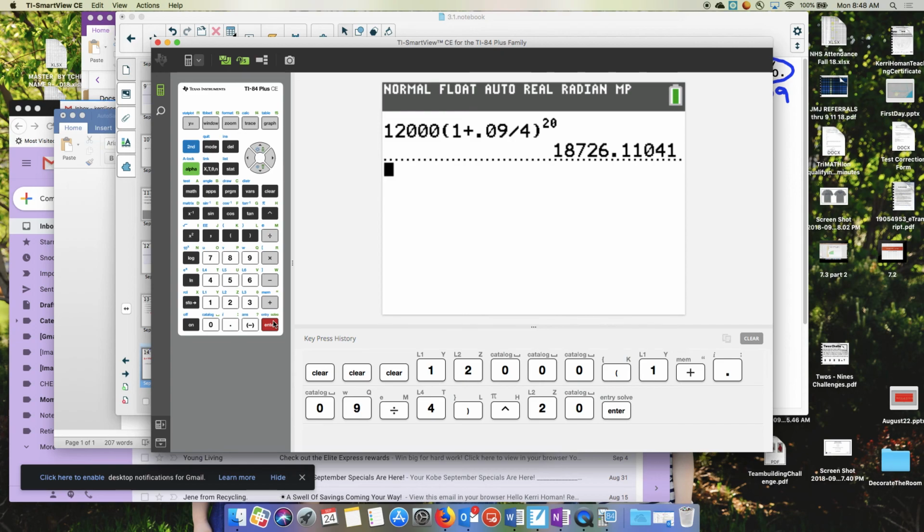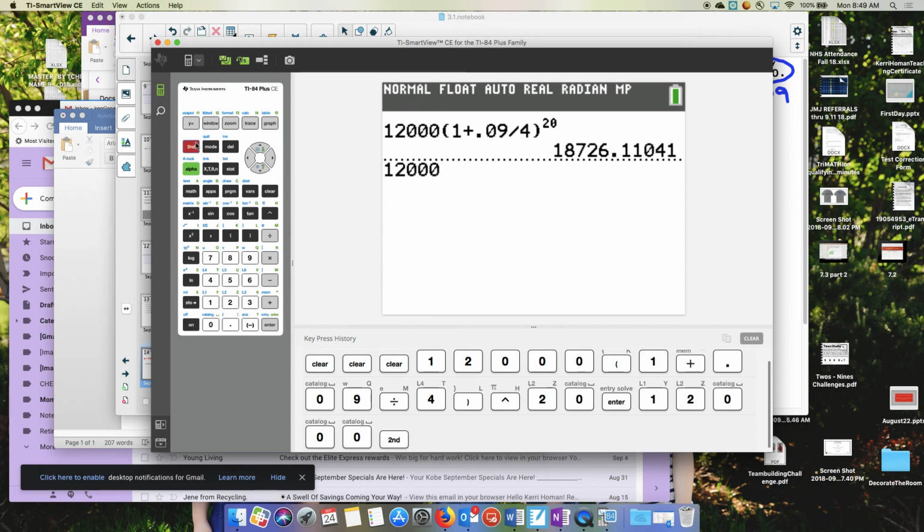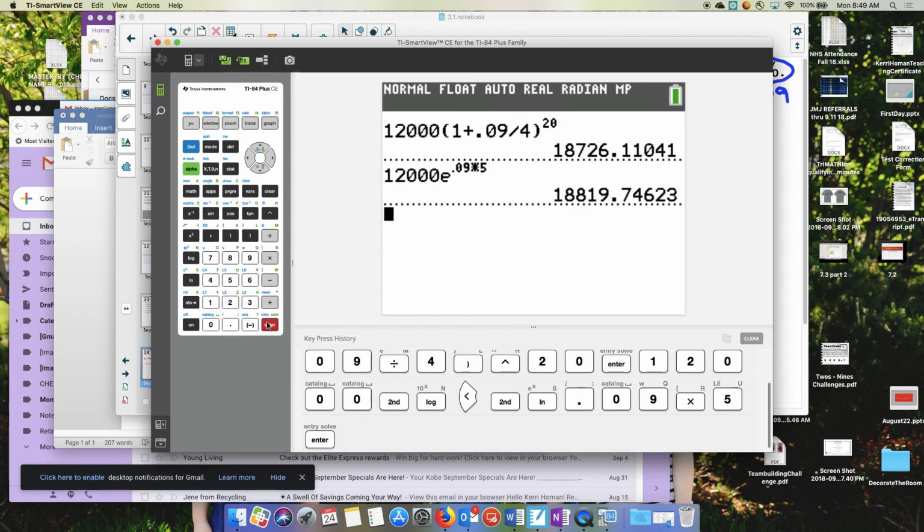So we have $18,726.11. If we're talking about Pert, we have 12,000 times e raised to the rt, which gives $18,819.75. e is the third button from the bottom on the very left side. You have to press second. It should have a natural log with it.